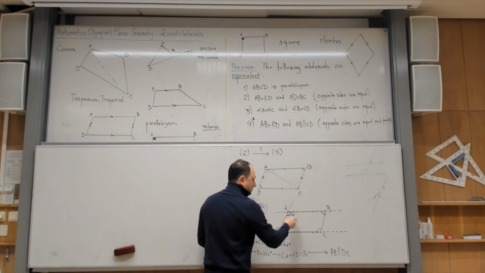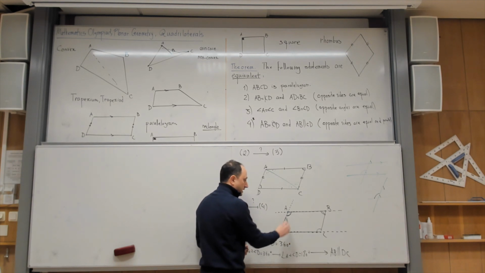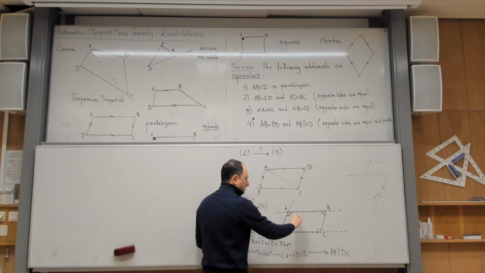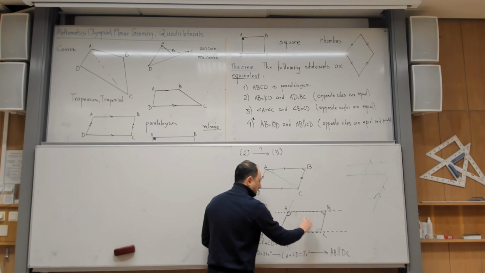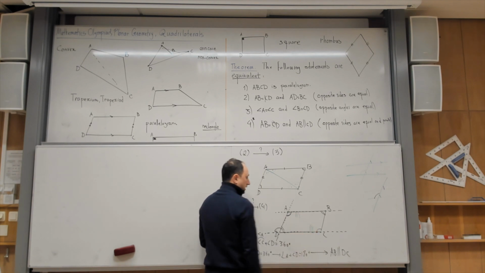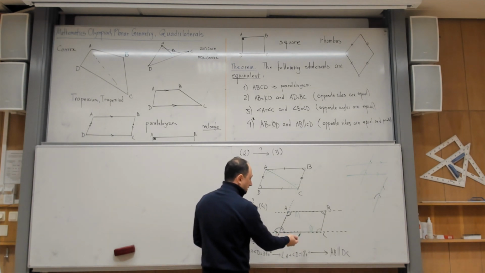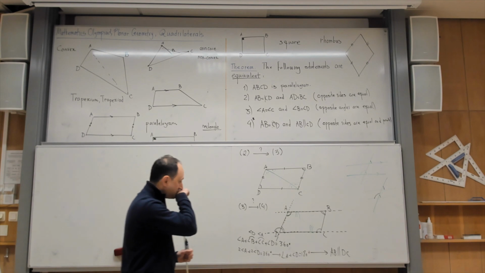I can say this is parallel to this one. Now I know it. And this is a transversal. This is my Z shape now. So this angle becomes equal to that angle, yes? And then the other angle. And then I have another Z shape, yes? What is that Z shape, by the way?